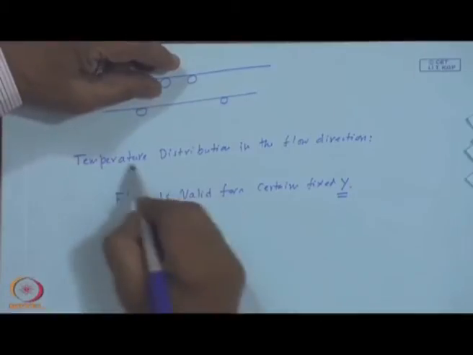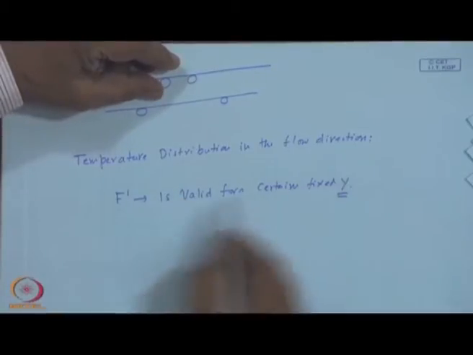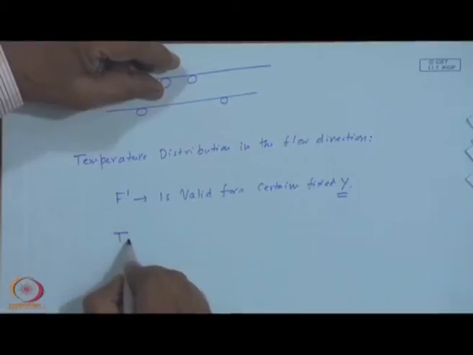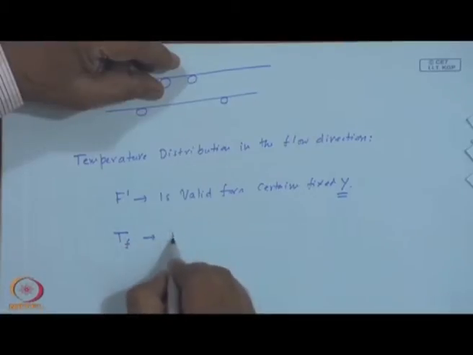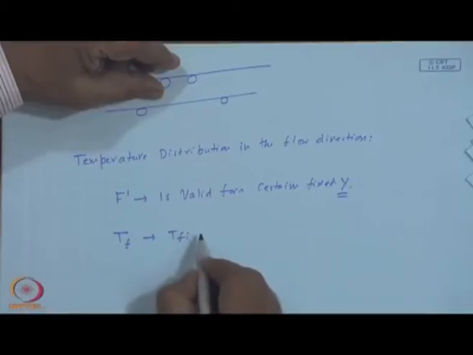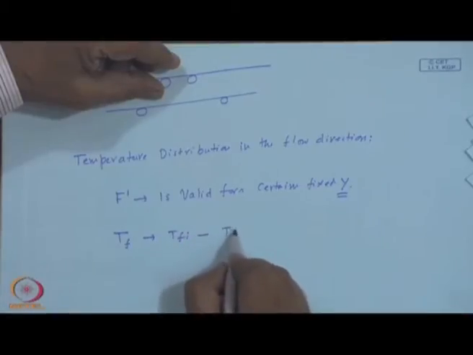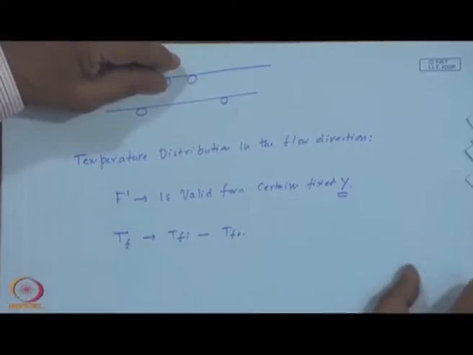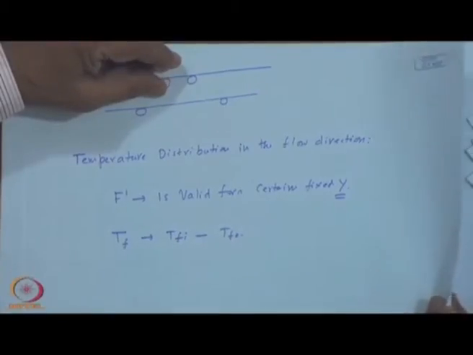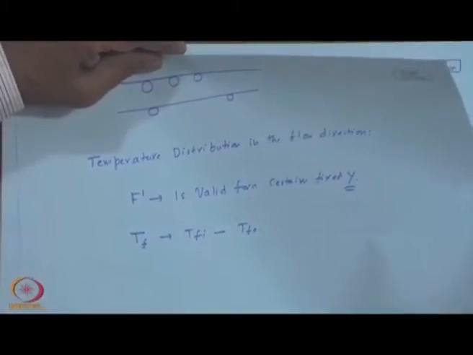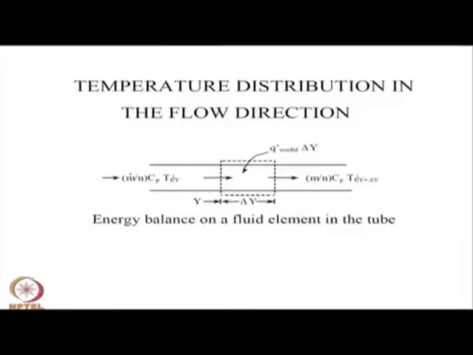But now, if we find the temperature distribution in the flow direction, first we may concentrate on T f changing from the initial temperature T f i with which it enters to the exit temperature T f o. Since we know the fin efficiency, bond conductance and the convective resistance, T p or T b can be calculated. From T b, T at any other x can be calculated. So, we shall concentrate on the energy balance on the fluid element inside the tube.